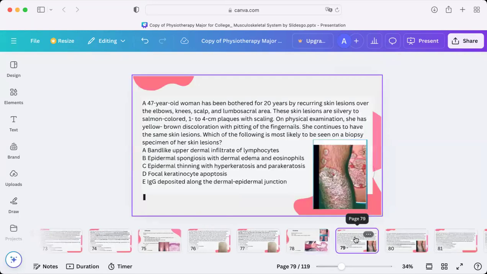Next question, we have a 47-year-old woman. She has a rash that's been bothering her for 20 years. So she has recurring skin lesions over her elbows, knees, scalp, and lumbosacral area. These lesions are silvery, salmon colored. There are 1 to 4 centimeter plaques with scaling. On physical examination, she has yellow-brown discoloration with pitting of the fingernail. She continues to have the same lesions. Which of the following is most likely to be seen on a biopsy? Is it a band-like upper dermal infiltrate of lymphocytes, epidermal spongiosis with dermal edema, epidermal thinning with hyperkeratosis and parakeratosis, focal keratinocyte apoptosis, or IgG deposited along the dermal epidermal junction?